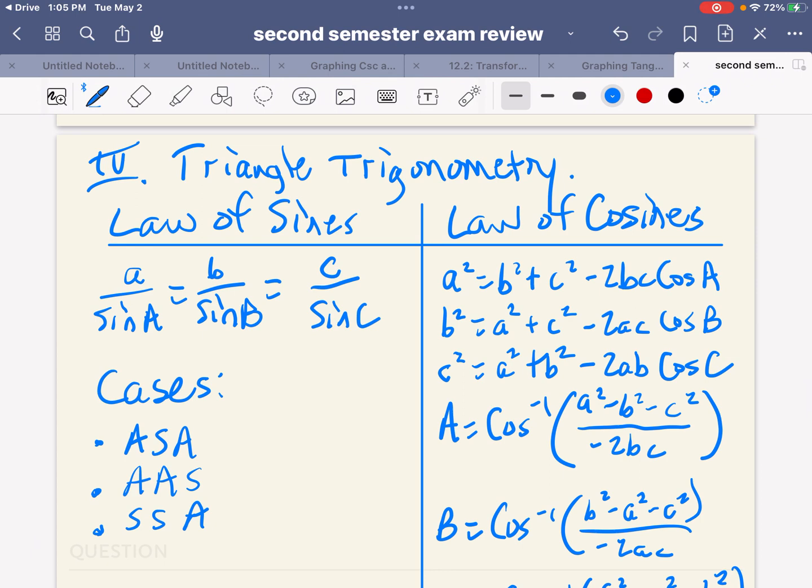cosines, which we found out was actually new to you. You did not do these in geometry. So we'll make sure that you have sort of a reference sheet that you're allowed to use in the exam.